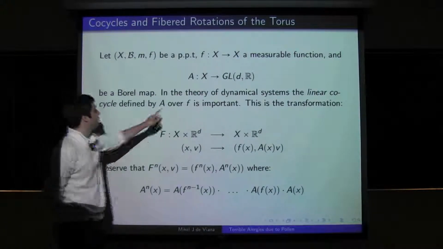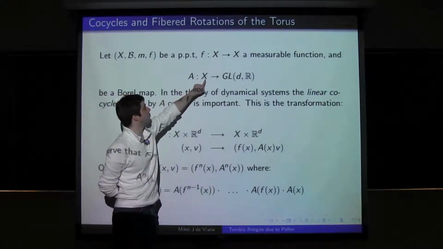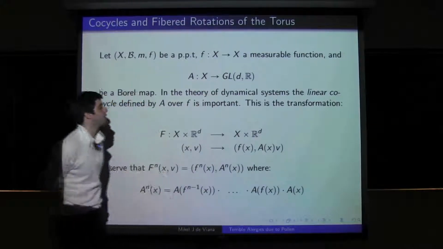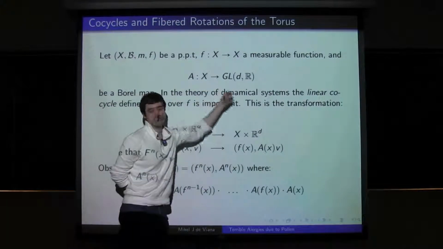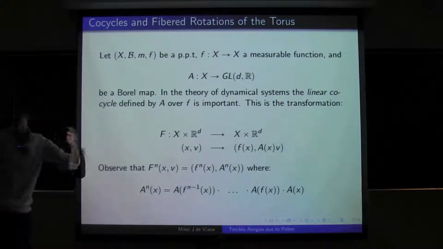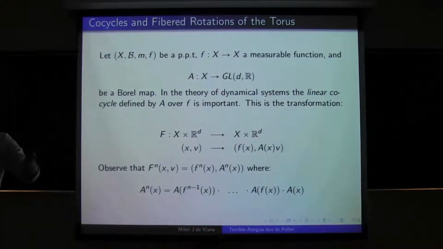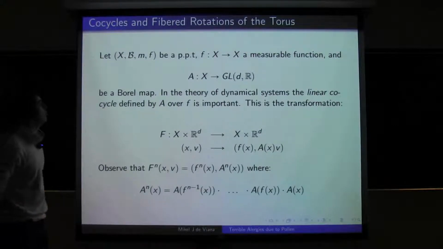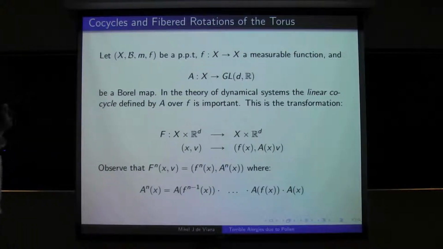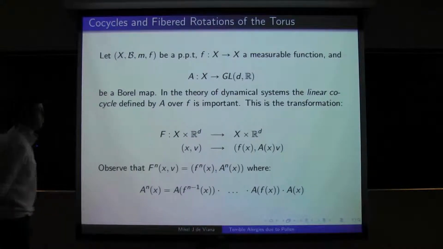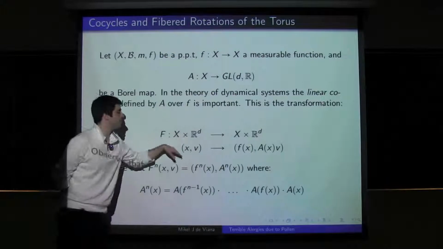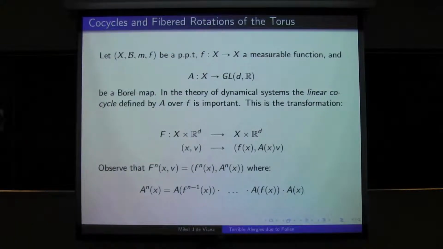Now, consider also a function A that goes from the manifold to the linear group in d dimensions. This is the group of d-dimensional matrices that are invertible. It is a group. And assume that the map is a Borel map. Assume that it's measurable.